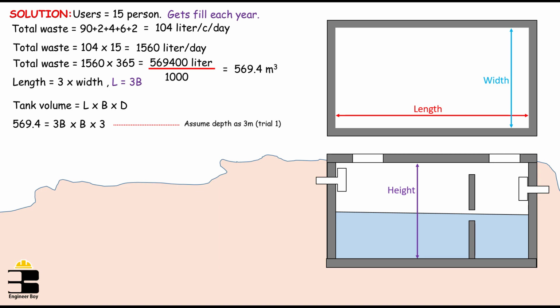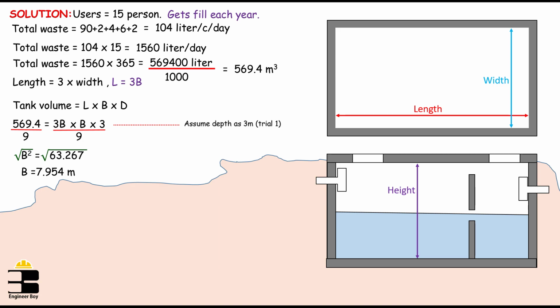Now, as you can see, we have 569.4 equals 3B times B times 3, which is 9B squared. So simple. We will divide both sides by 9, because we need B squared, and that's B squared equals 63.267. And if you want to remove the square, we have to take the square root. So we get the width, or breadth, which is 7.954 meters.